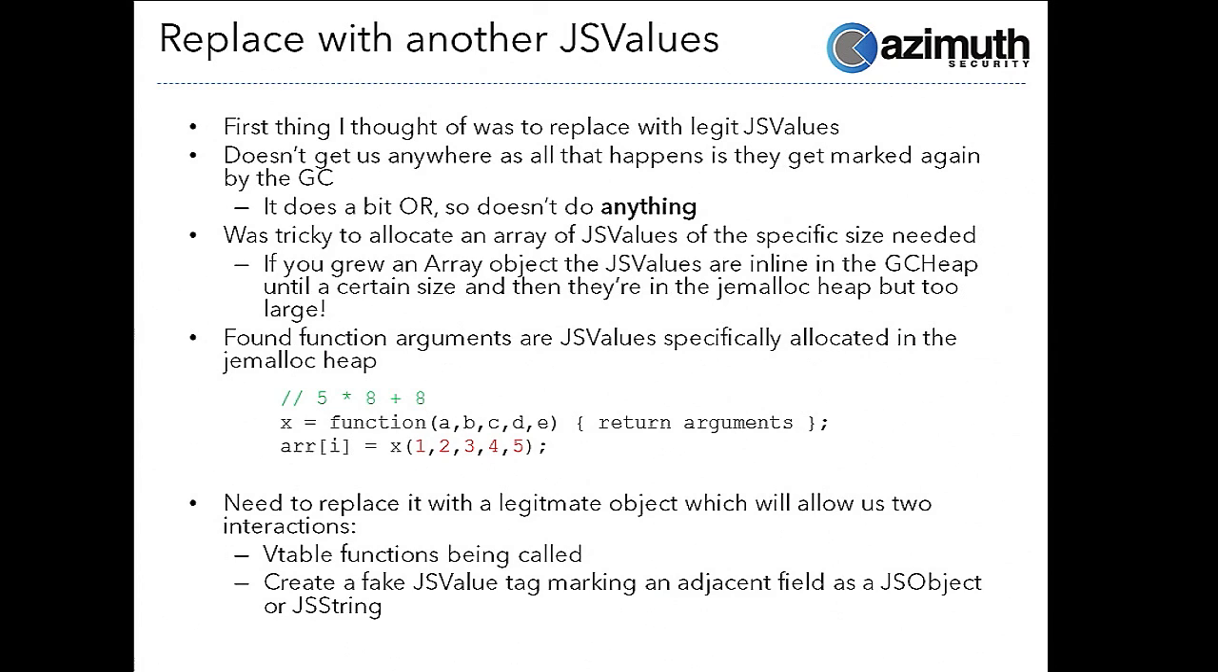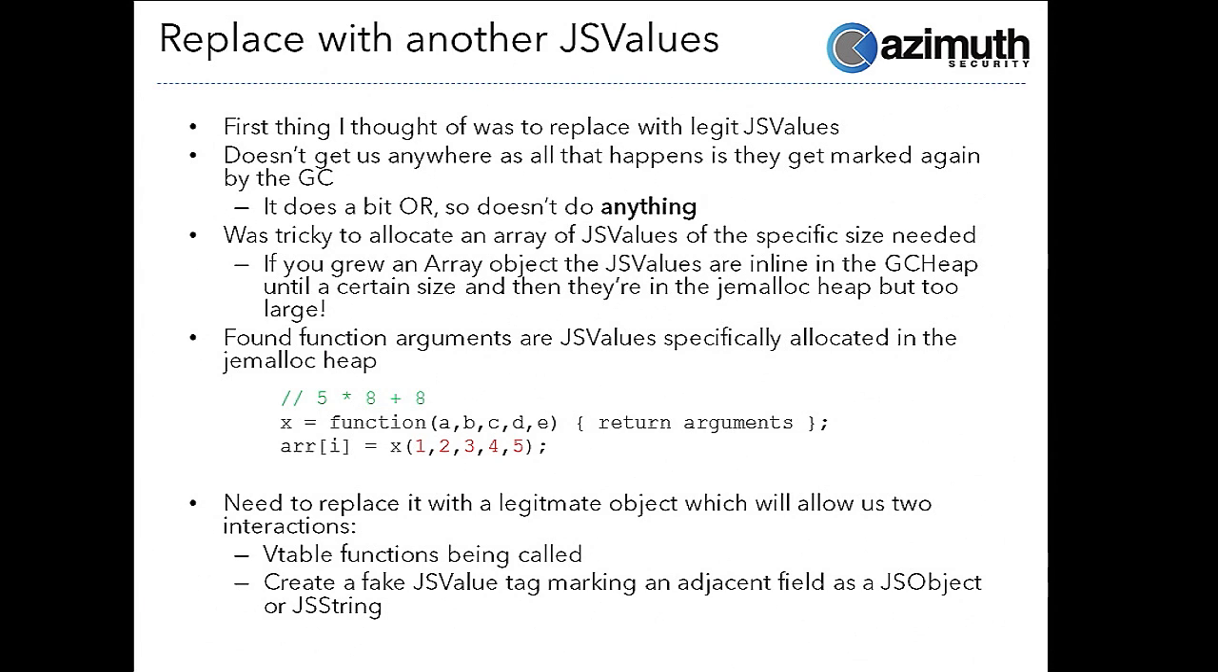So I was trying to figure out how I can make something that's 0x38 sized and have it in the jemalloc heap. And I found that when you do function arguments, these are JS values, and they're immediately allocated in the jemalloc heap. So if you ever need to allocate JS values with a smaller number than what you normally do, you make a function and just essentially pass the values in like that.